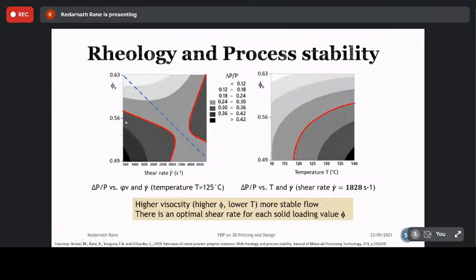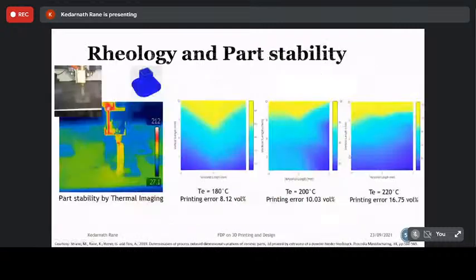You can see these red lines are determined for the best processing domain for this kind of material for a given combination of parameters. Another aspect is stability. This kind of thermal imaging is employed to monitor the real-time stability of the part during the deposition. For different printing combinations, if you increase the temperature, your part stability is different. There is a distortion on the top side.